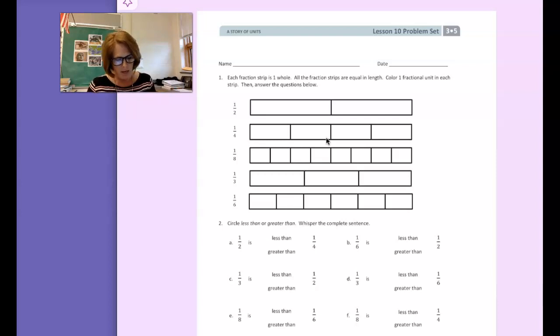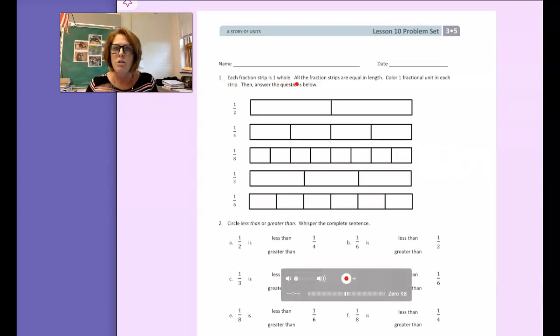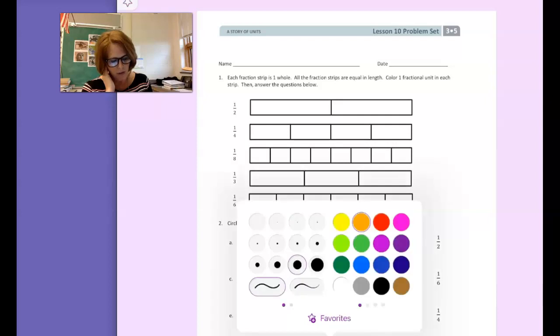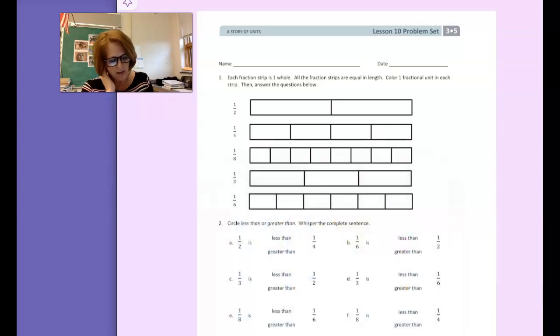So let's take a look at number 1. Each fraction strip is one whole. All the fraction strips are equal in length. Color one fractional unit in each strip. Then answer the questions below. So up top here, we are going to shade in whatever the fractional unit is that they have given us.